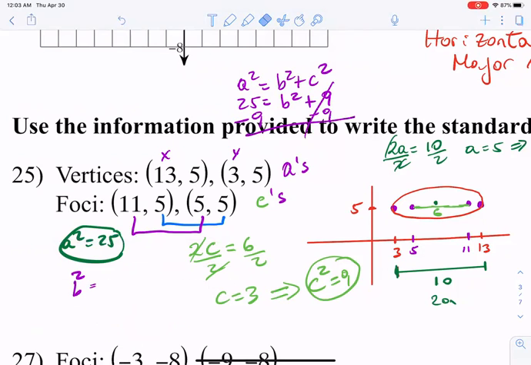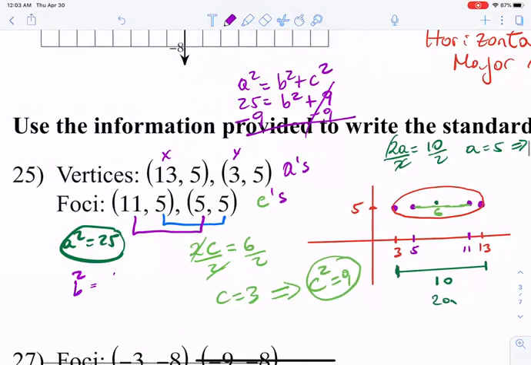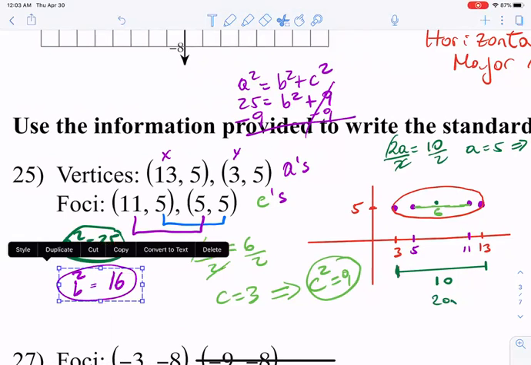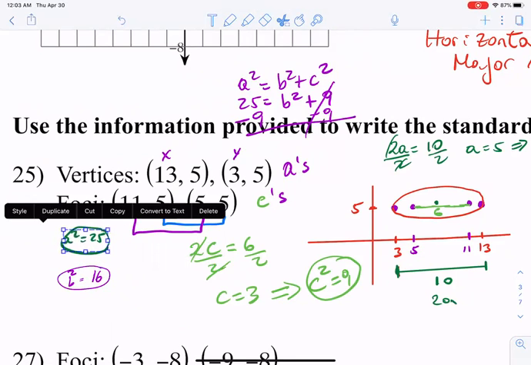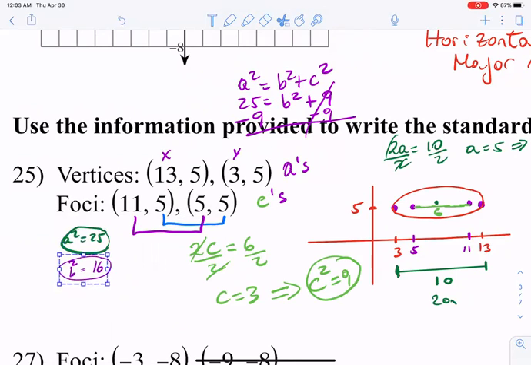Okay, b squared was 16. Okay, this is b squared, and this is 16. Let's make it smaller because it's too big. Okay, so I have b squared equals 16. I have a squared equals 25. And now I need to find out my center.